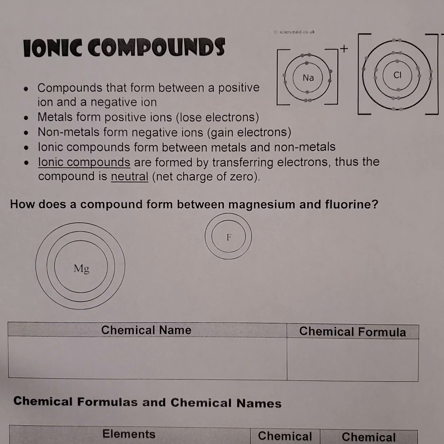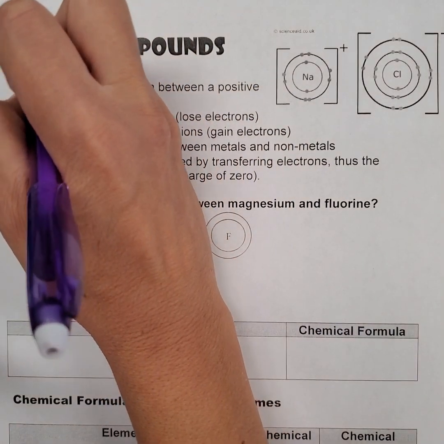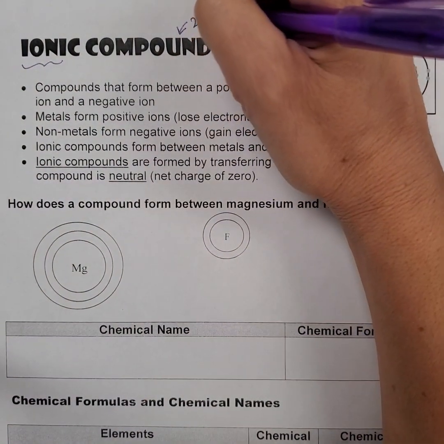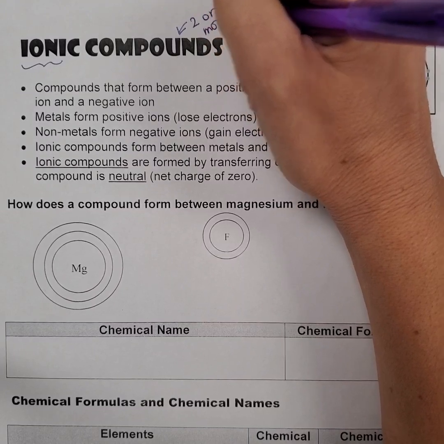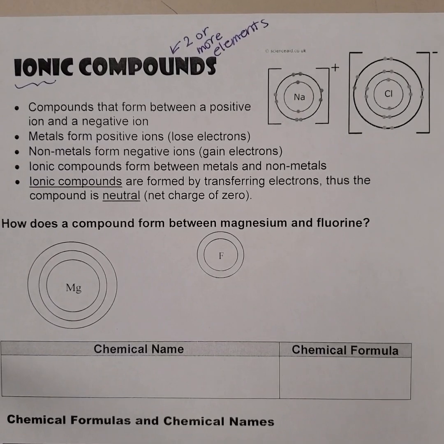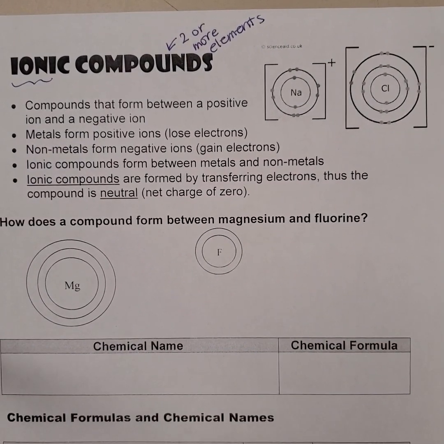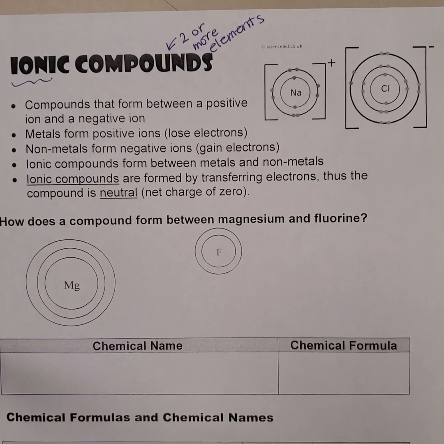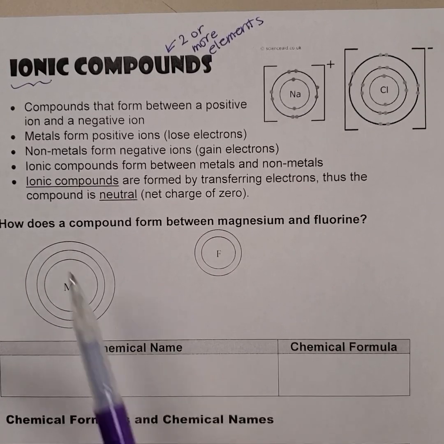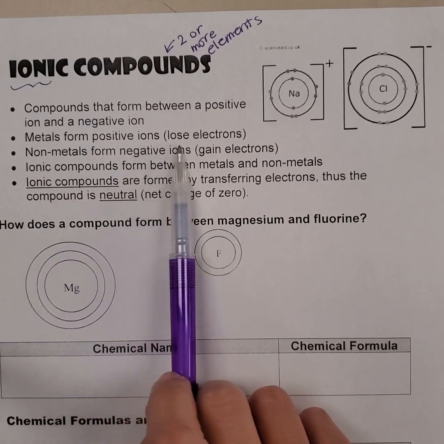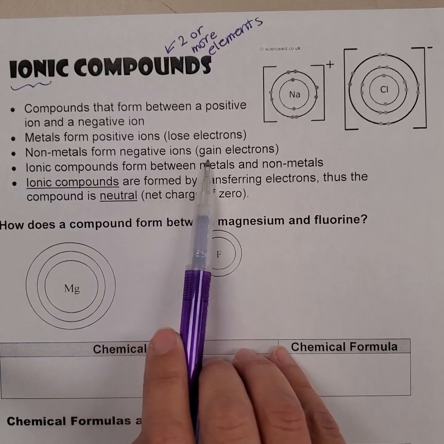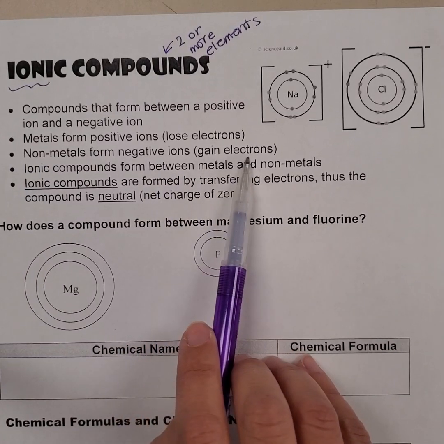An ionic compound is a compound that is formed of ions, and the word compound means two or more elements. Compounds that form between a positive ion and a negative ion constitute an ionic compound. If you'll recall from yesterday's worksheet, metals form positive ions, which means they lose electrons. Non-metals form negative ions, which means they have gained negative charges, or electrons.